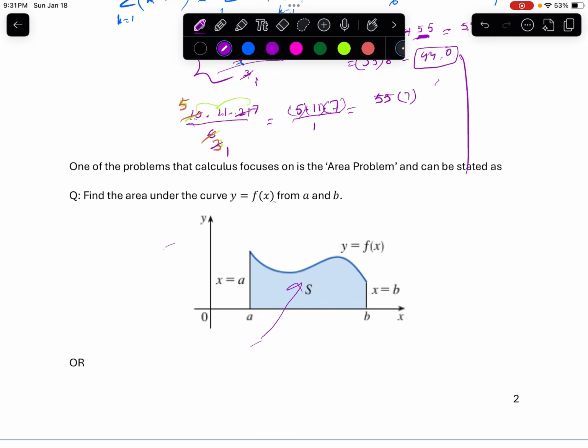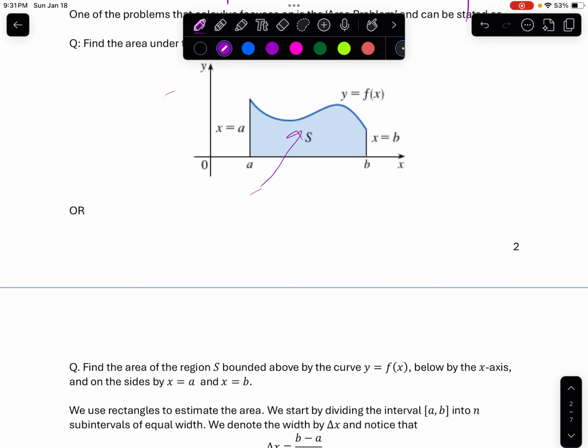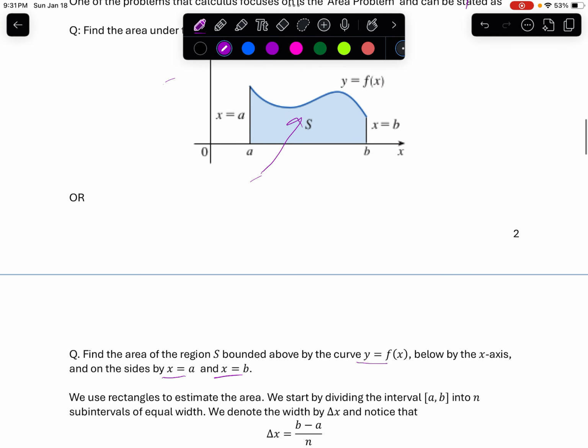In other words, we could also word the problem as: find the area of the region S bounded above by the curve y is equal to f of x, below by the x-axis, and on the sides by the lines x is equal to a and x is equal to b. Remember, these are the equations of vertical lines. So that's our goal. We need to find this area.